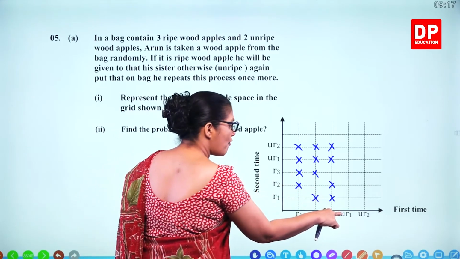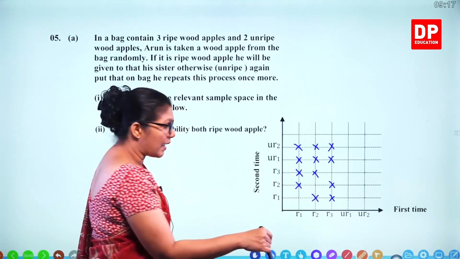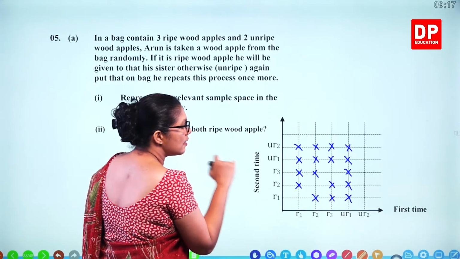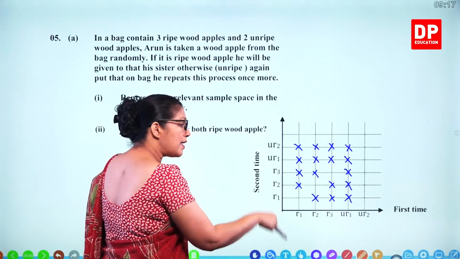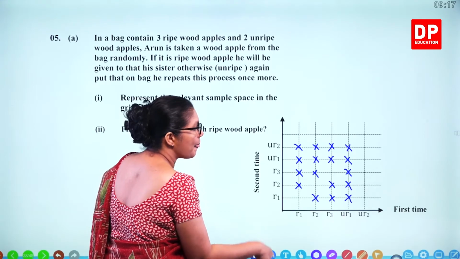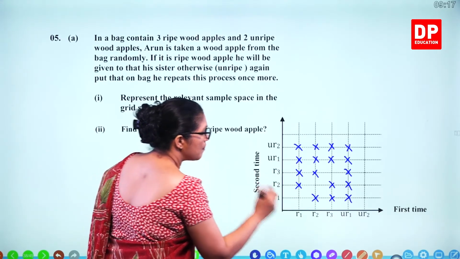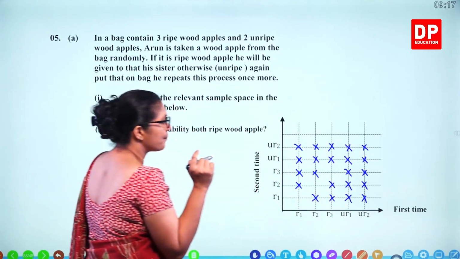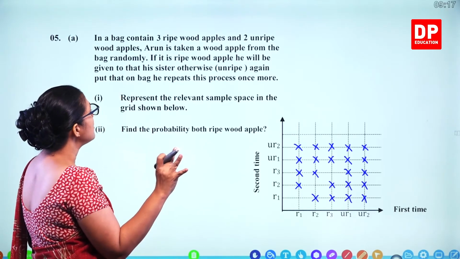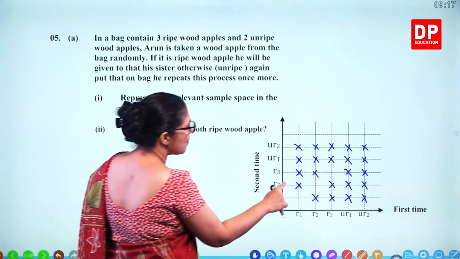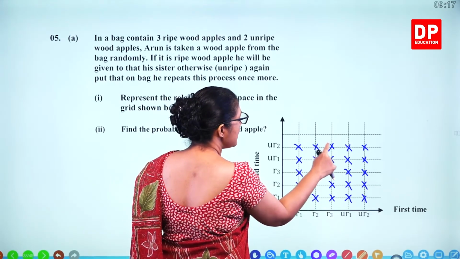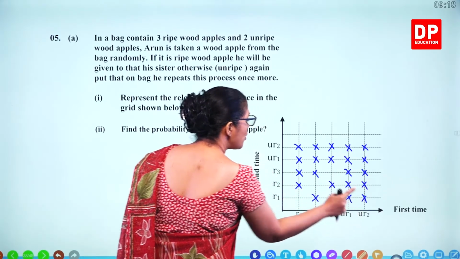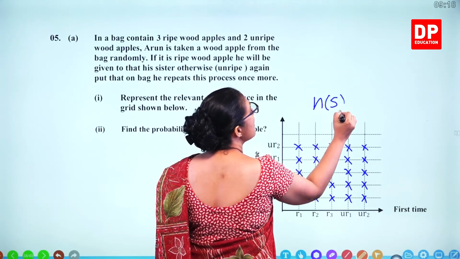If it's an unripe one, he puts it back. So all possibilities are okay. He is not keeping it, so he puts it inside the bag again till he gets the next one ripe. So if it's unripe, again all possibilities are okay. So that's the sample space diagram. Altogether, how many outcomes are there? 1, 2, 3, 4, 5, 6, 7, 8, 9, 10, 11, 12, 13, 14, 15, 16, 17, 18, 19, 20, 21, 22. There are 22 possibilities.